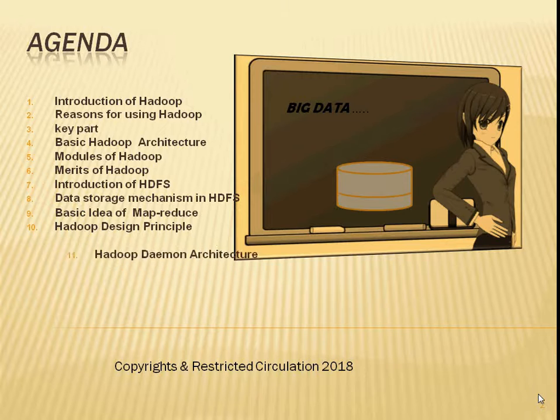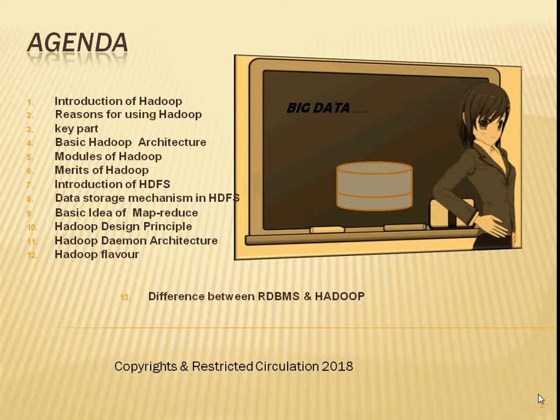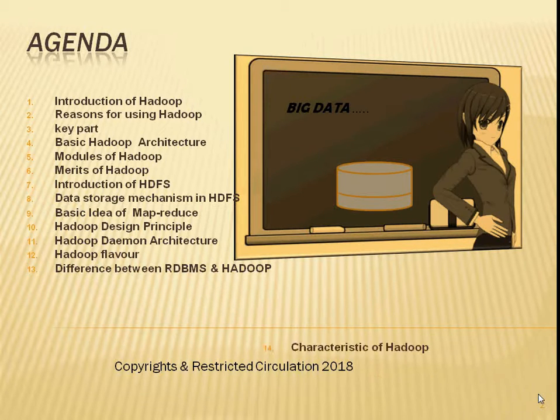Then we'll see what are the daemons associated with Hadoop. Then we'll see Hadoop flavors. Then we'll see difference between RDBMS and Hadoop. Then we'll move to characteristics of Hadoop. Then last would be our Hadoop ecosystem. So there are certain components which are associated with Hadoop, and each component has its different functionality and where it exactly fits in the Hadoop ecosystem. So we will cover those things in Hadoop ecosystem. So guys, let's start.